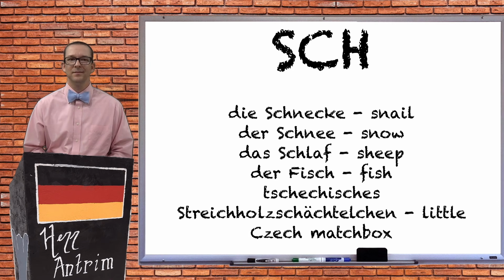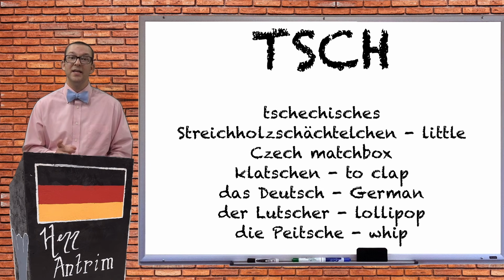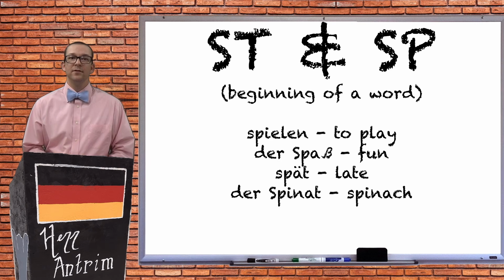You get the idea. Notice that when I added the letter T to the beginning of the word Tschechisches, the combination of TSCH sounds like the English CH sound in the words choice or chance. Here are some more examples. Klatschen, Deutsch, Lutscher, Peitsche. When S is combined with either the letter P or the letter T at the beginning of a word, it has the same sh sound as SCH did, followed by either P or T. This takes a bit of getting used to.